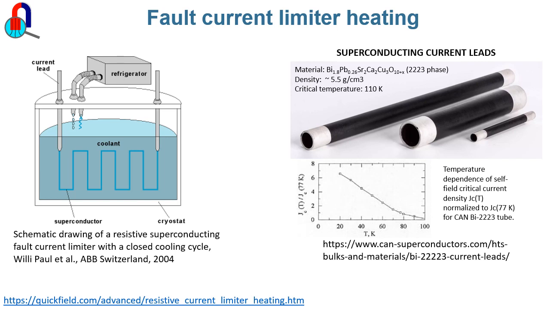Okay. Once again, superconductors can have these tubes that are designed for this purpose here, and you can see, for example, the current versus temperature characteristics, the critical current versus temperature. There will be Joule heating in the resistive fault current limiter as well. So I wanted to illustrate some of the QuickField capabilities that can be used for solving this type of problem.